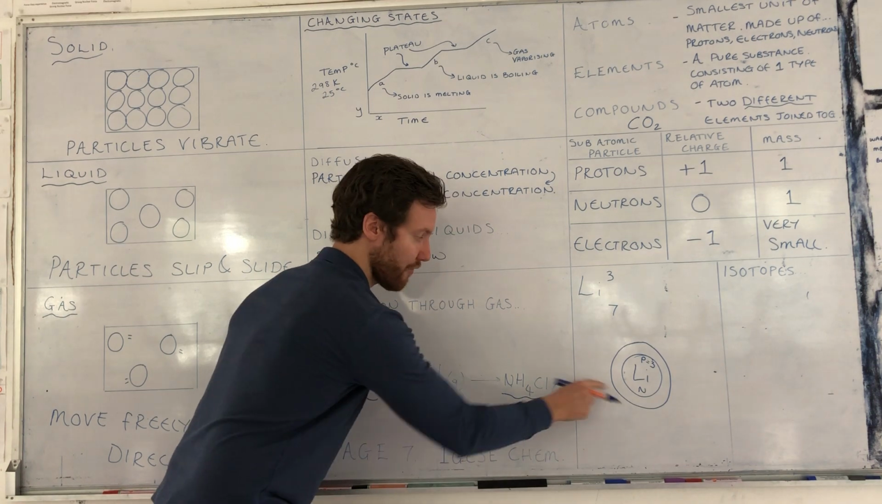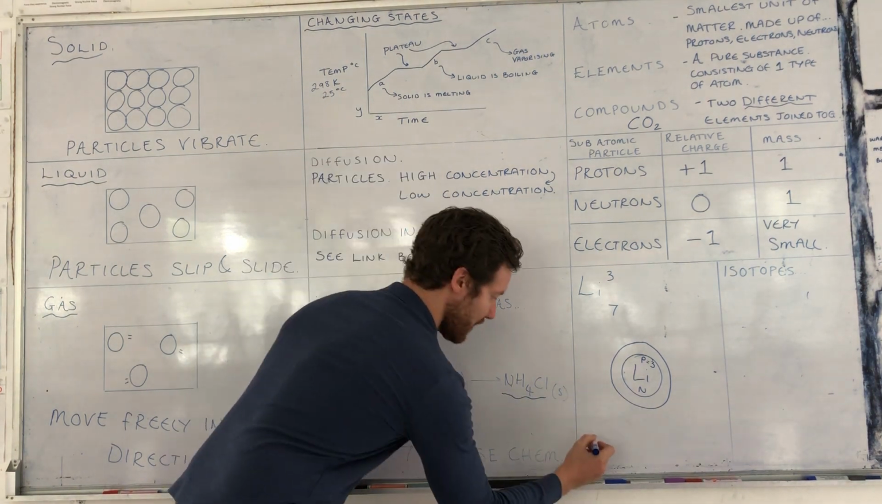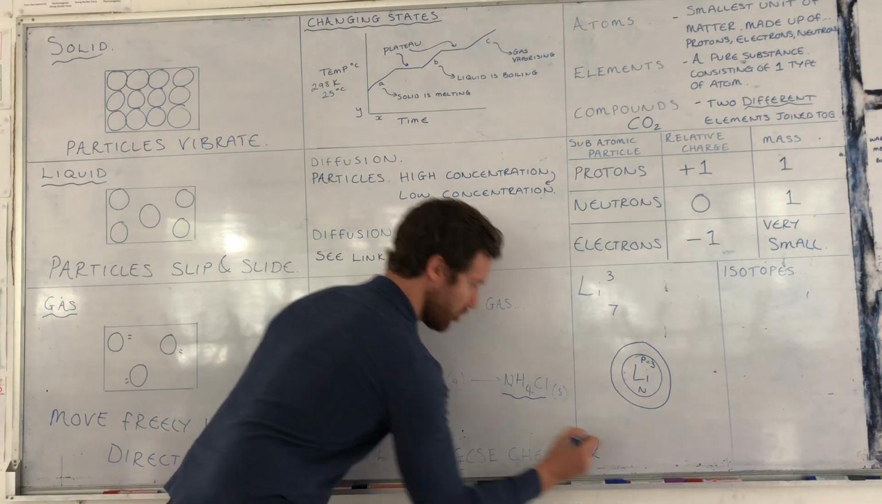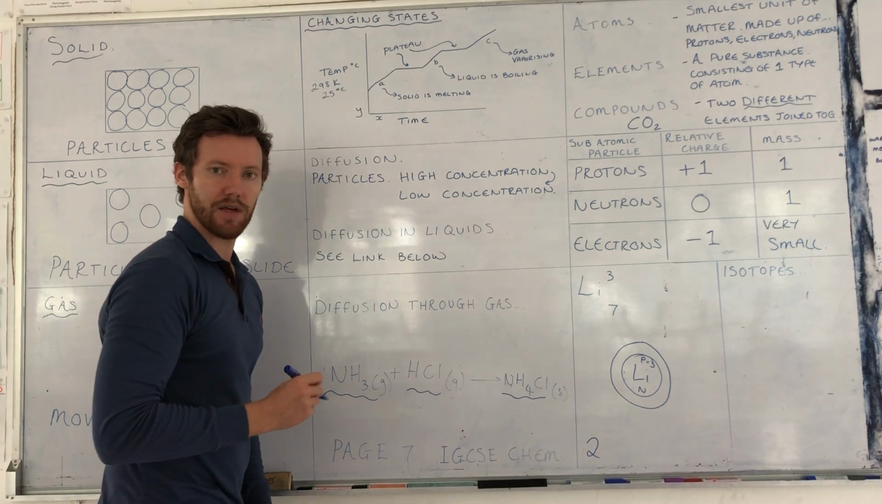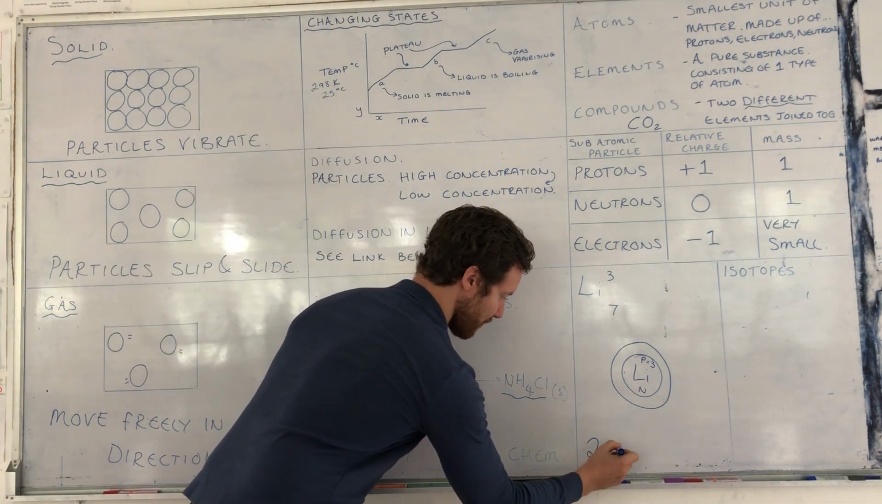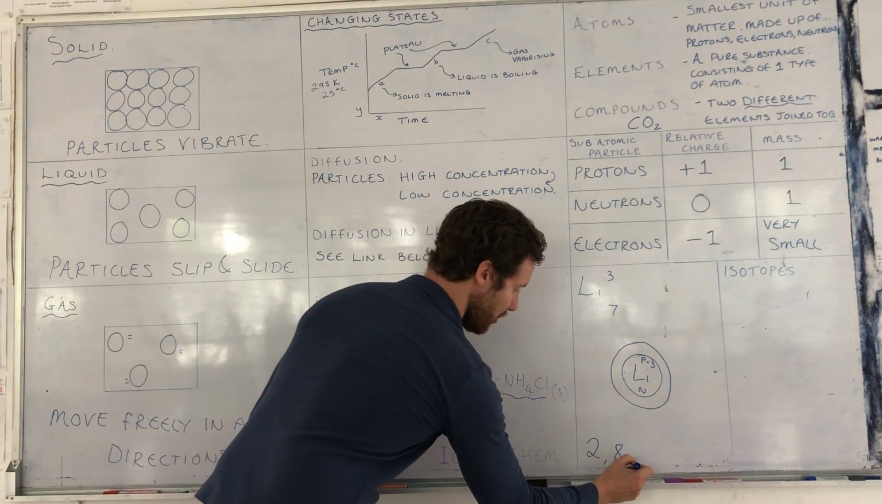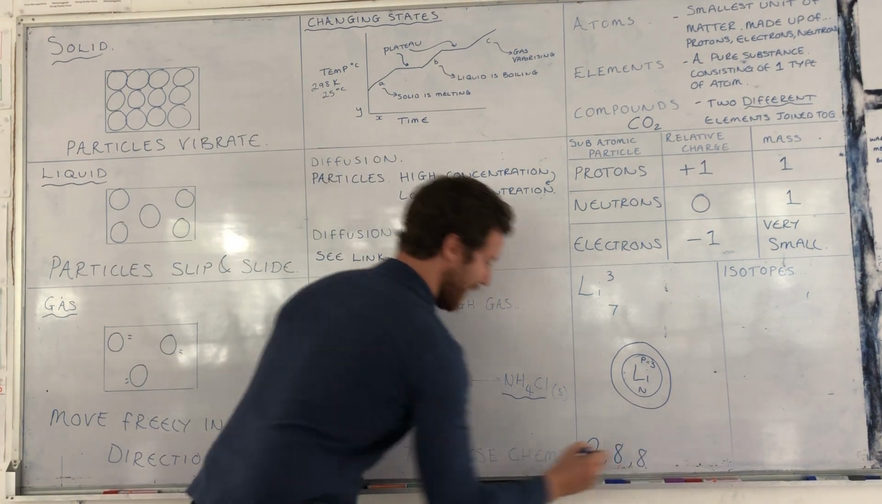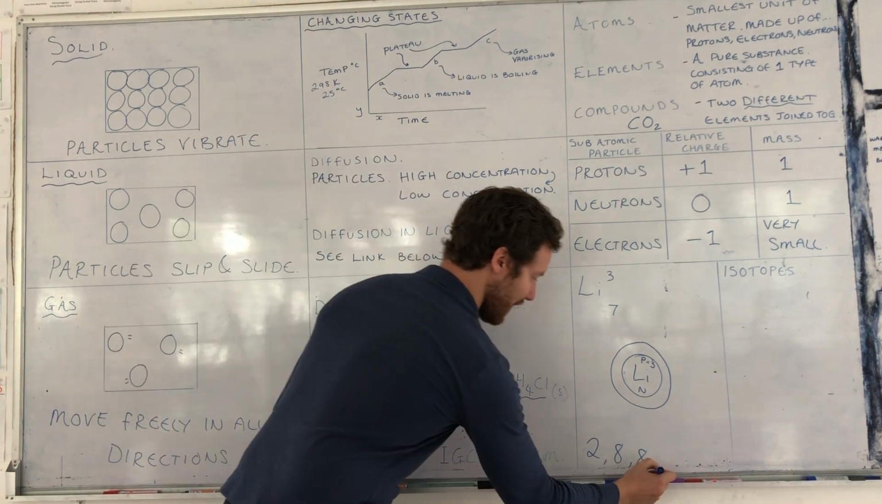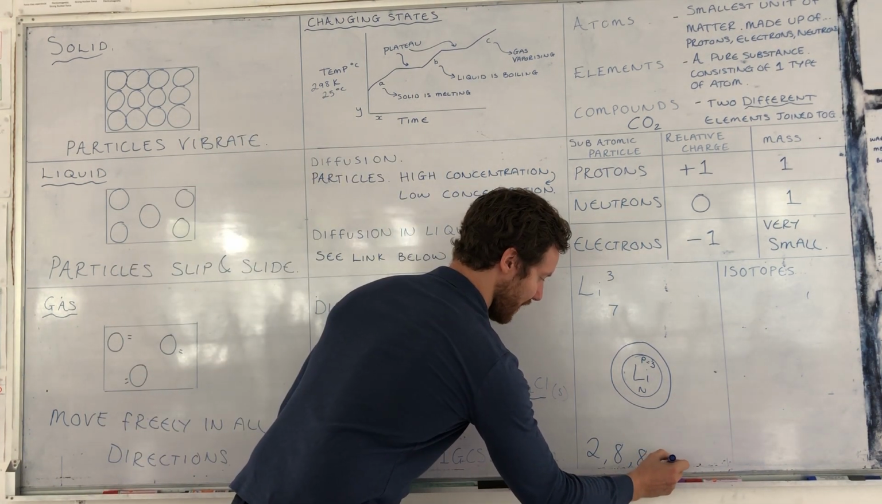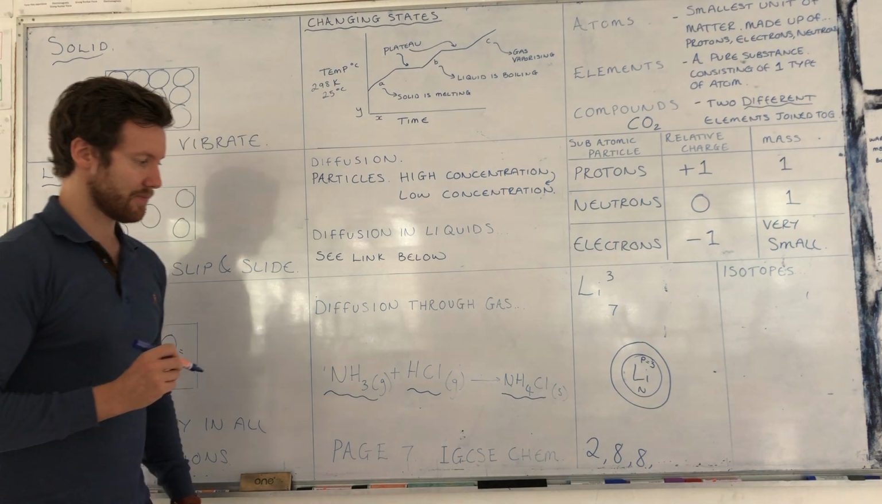Here we have our first shell. And within our first shell, we can have 2 electrons. Within our second shell, we can have 8 electrons. Within our third shell, we can have 8 electrons. And then in our fourth shell, we can have everything else.